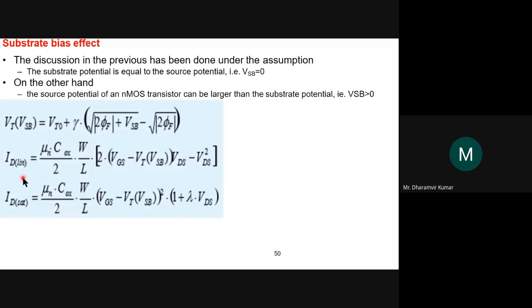And we know that the equation for ID in linear, and this is the equation for drain current in saturation region. Okay, the linear current is given by mu n C oxide by 2, W by L. This parameter will remain same in both of the cases, into 2 into (VGS minus VT as a function of VSB) into VDS minus VDS square.